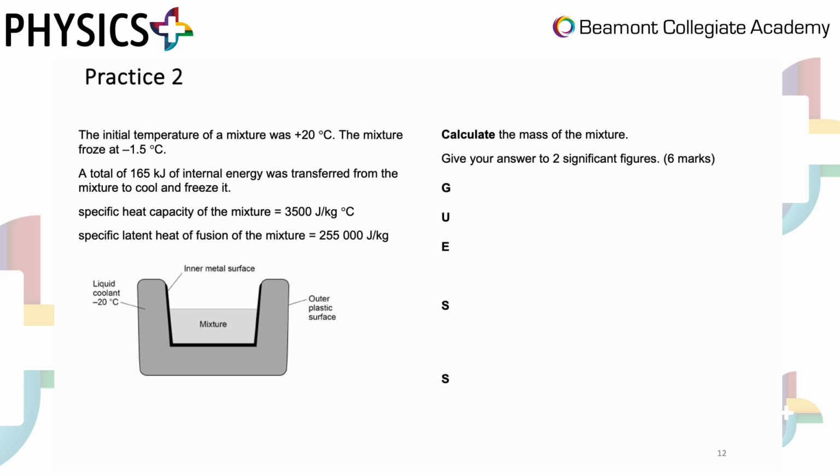We've been given a change in temperature. 20 down to minus 1.5, so that is 21.5. It tells us a total energy, that's the total kinetic plus the potential, specific heat capacity and latent heat. A lot of information to write down, so I've highlighted that in the question. Not happy with the units for energy, so that is 165 times by 1000 to get it into joules.